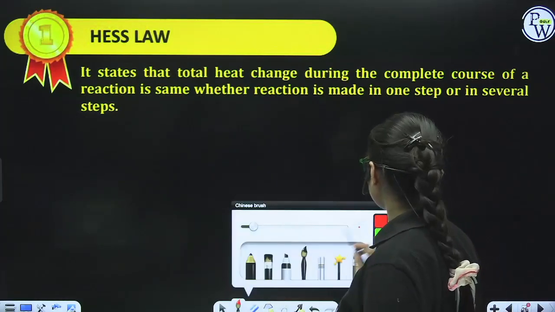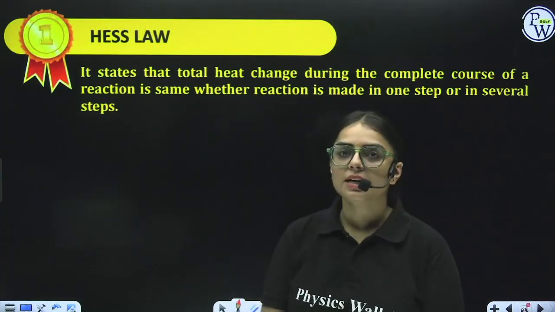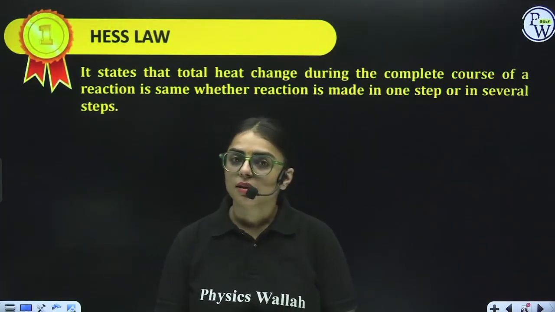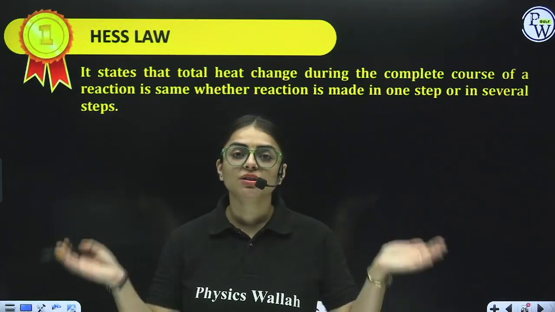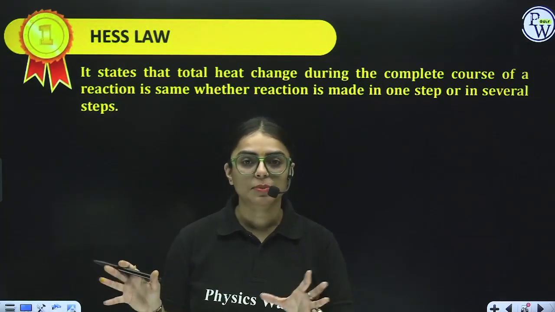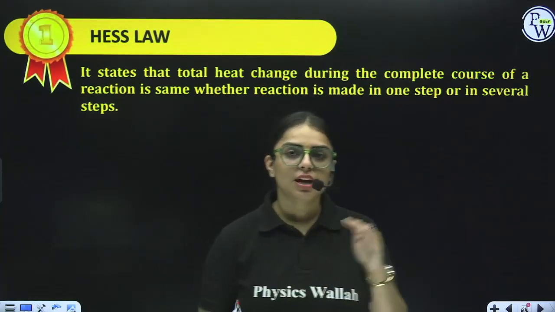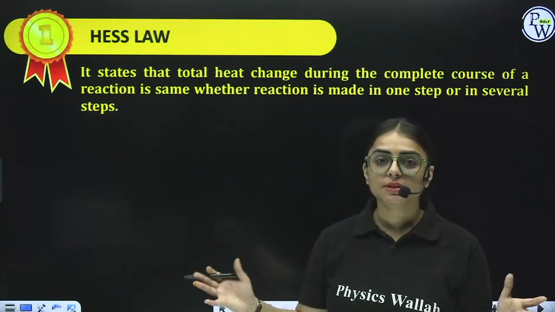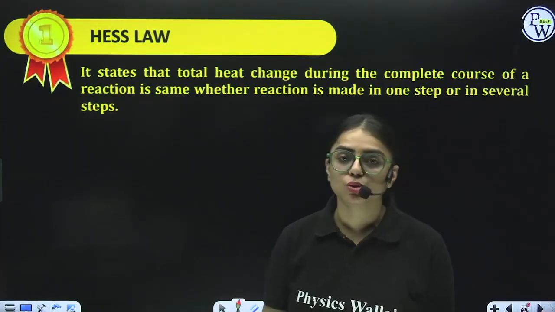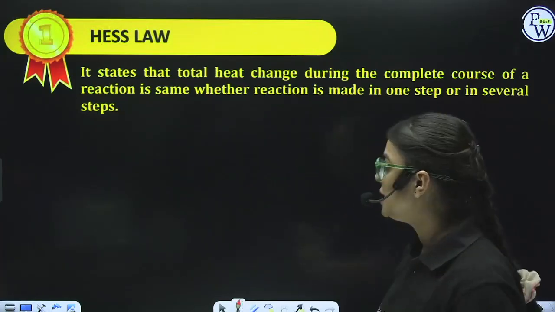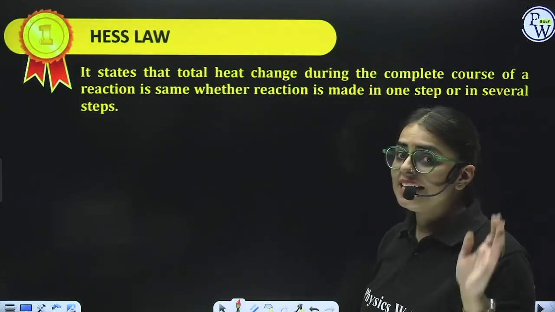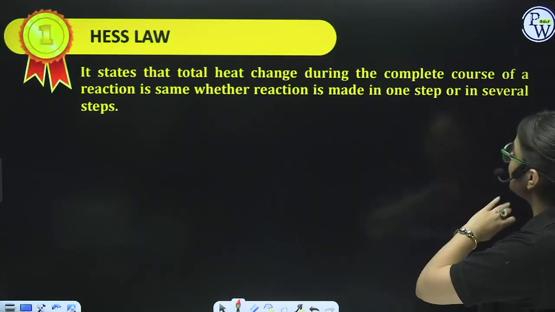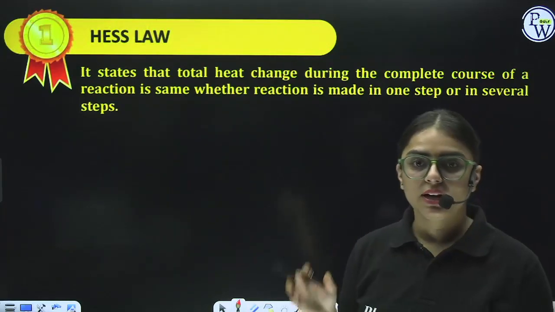Next comes your Hess law, students. Hess law says that a reaction can occur in a single step, or that same reaction can occur in various steps. In both cases, the enthalpy is going to be the same. Either if it occurs in a single step or in multiple steps, the energy change should be the same, right? So it states that the total heat change during the complete course of a reaction is the same whether the reaction is made in one step or in several steps. It is going to be the same.